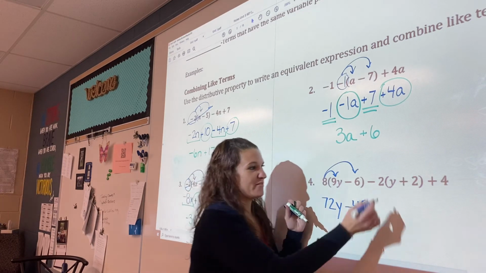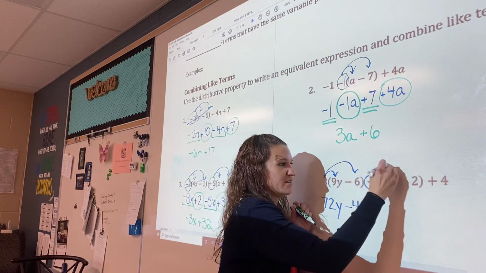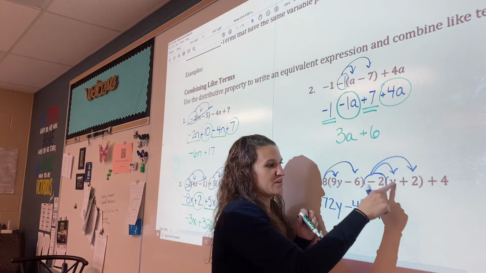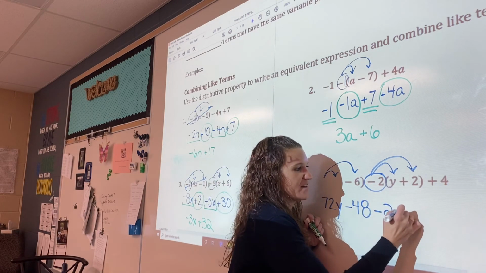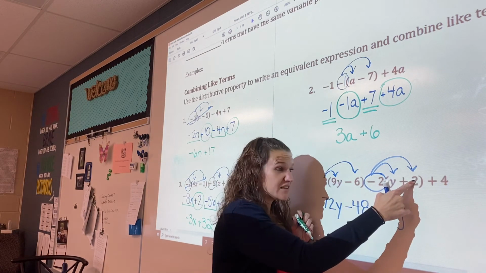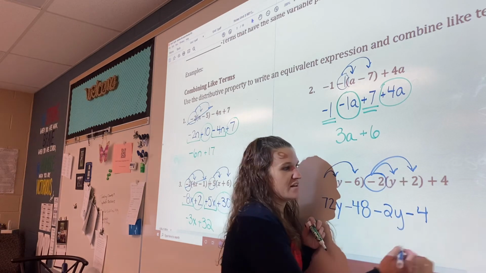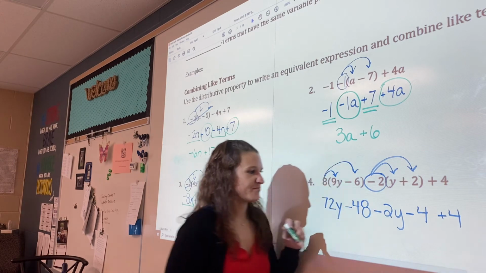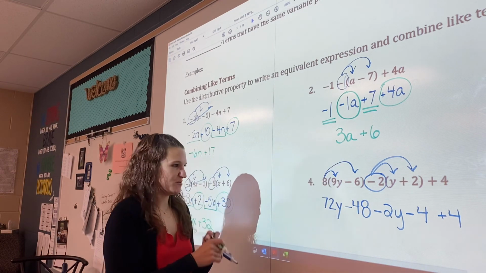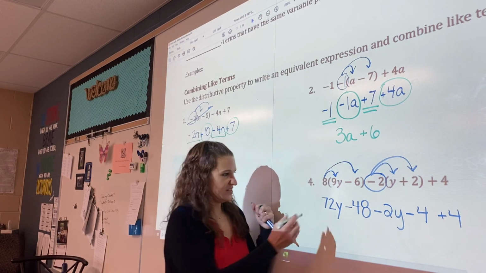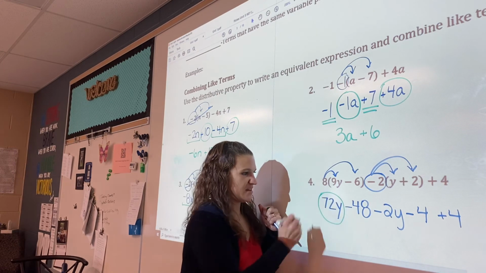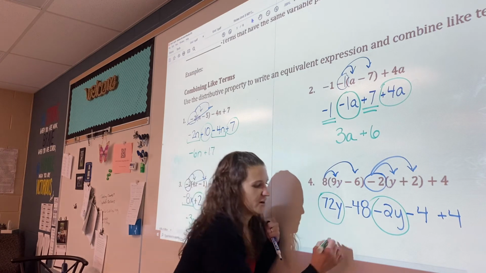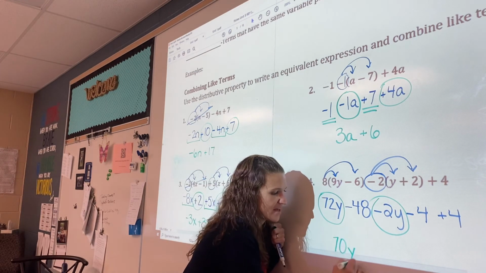All right, now we have to distribute this -2 to my y and my +2. -2 times y gives me -2y. -2 times +2 gives me -4. Then I'm going to bring down what's on the end there, +4. All right, let's look for some like terms. I've noticed that this 72y and this -2y can go together and you get +70y.